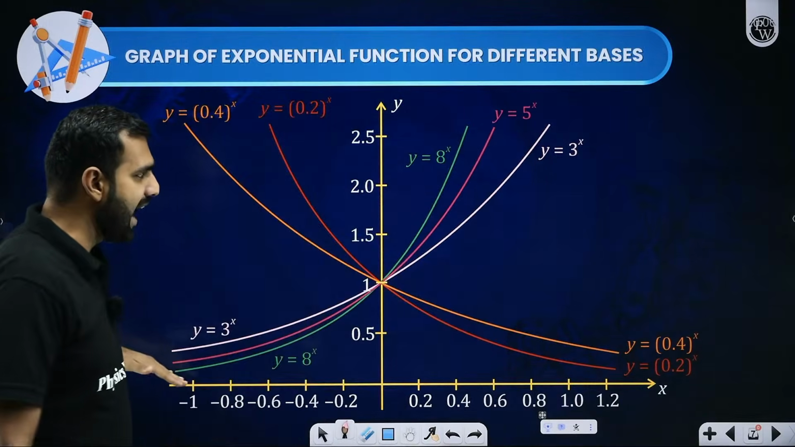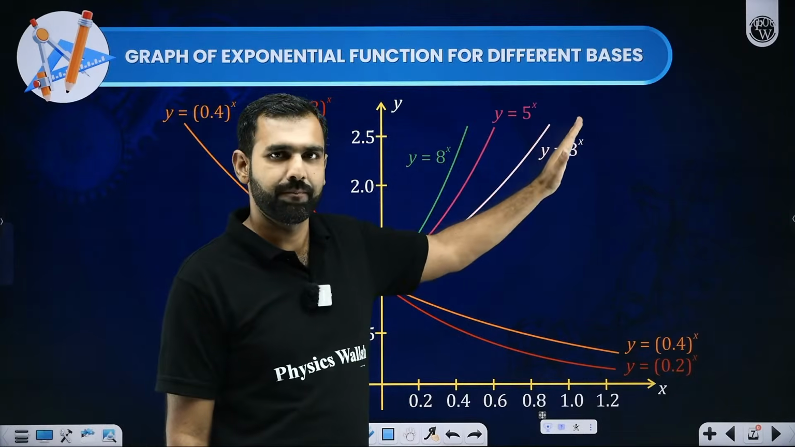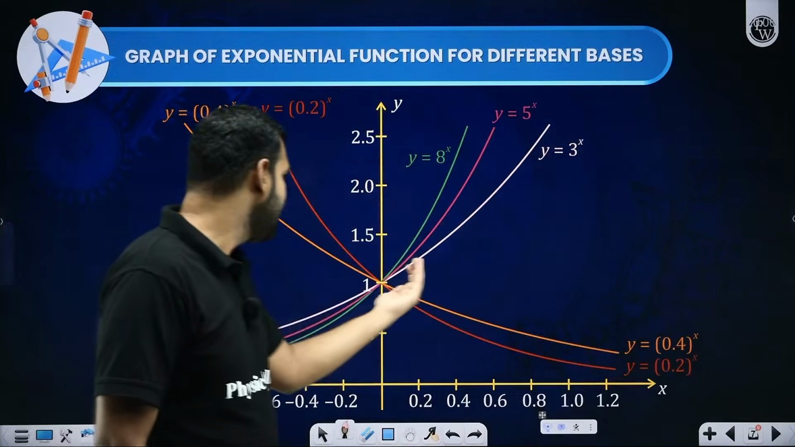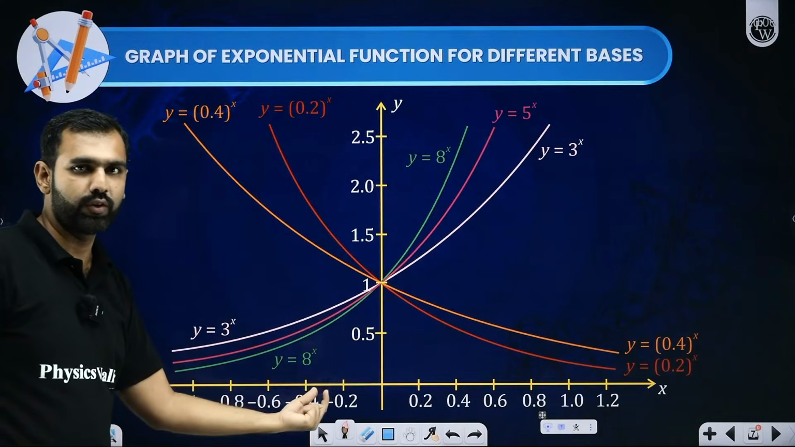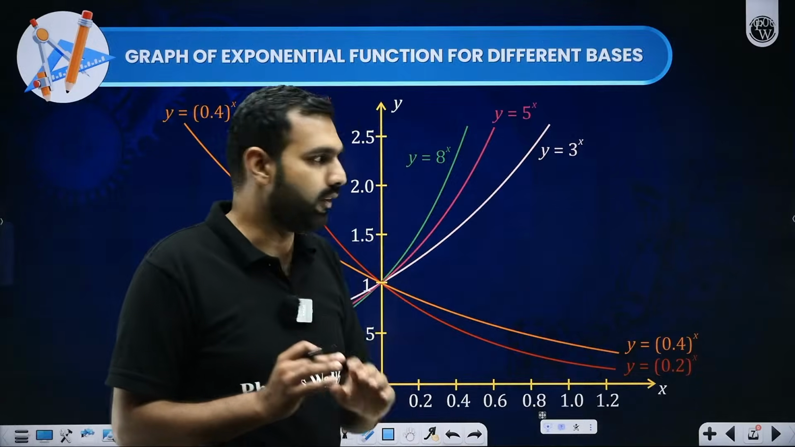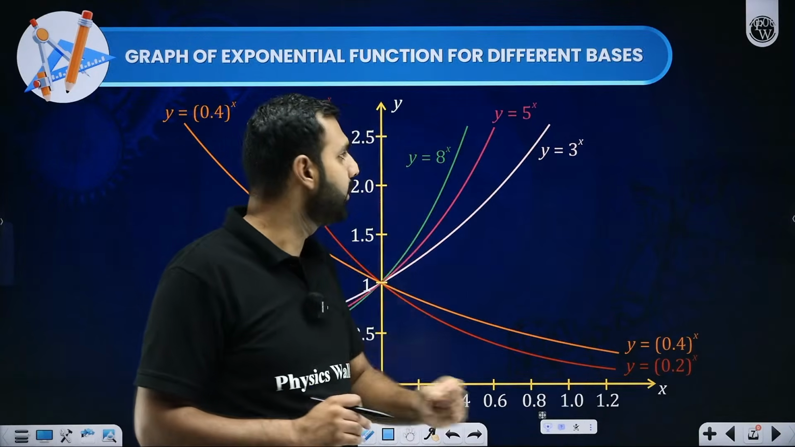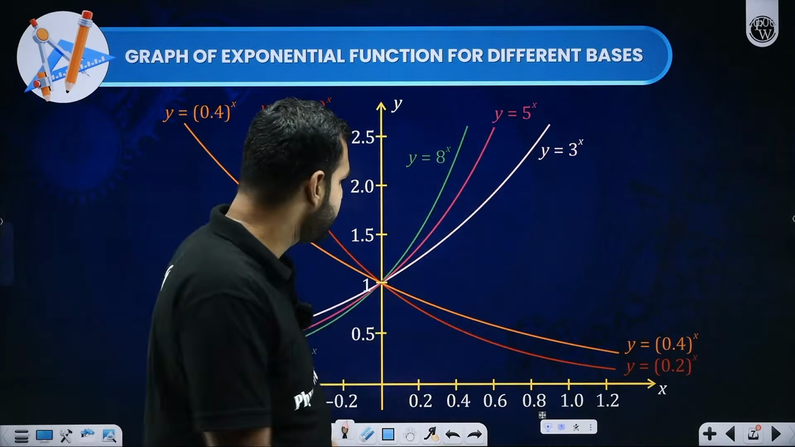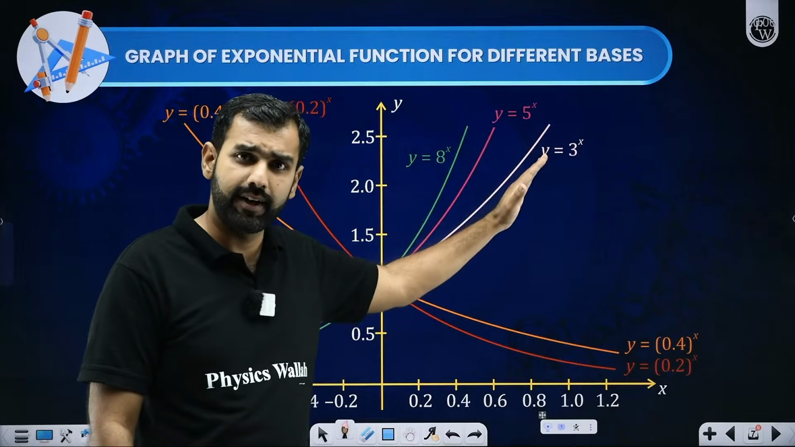So you will see as soon as I increase x, this 3 to the power 1, 3 to the power 2, 3 to the power 3, this will also keep increasing. But if I decrease x, 3 to the power 0, 3 to the power minus 1, 3 to the power minus 2, 3 to the power minus 3, this will keep decreasing. So always remember, 3 to the power x as a function is an increasing function. It increases if you plot its graph.